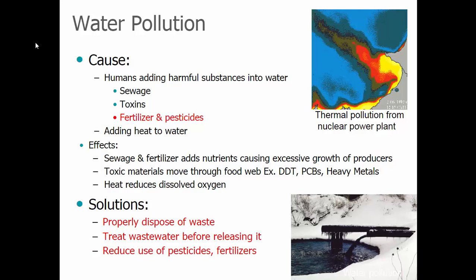We can try to more efficiently use pesticides, fertilizers, so that there's less runoff into lakes and streams and rivers. So we have gotten better at this. We have better controls, better laws and regulations which limit what industries can release into the water.